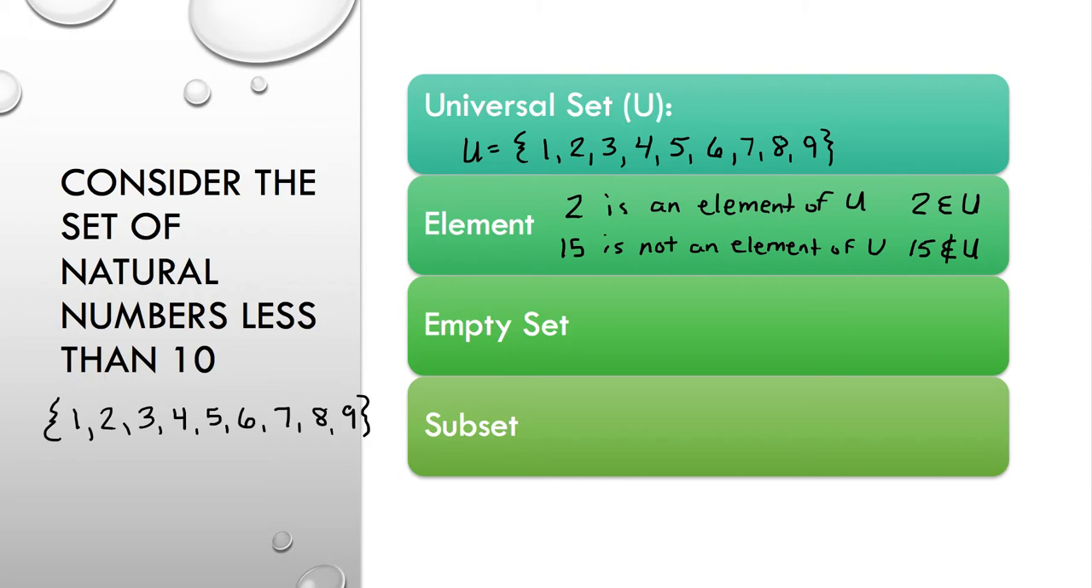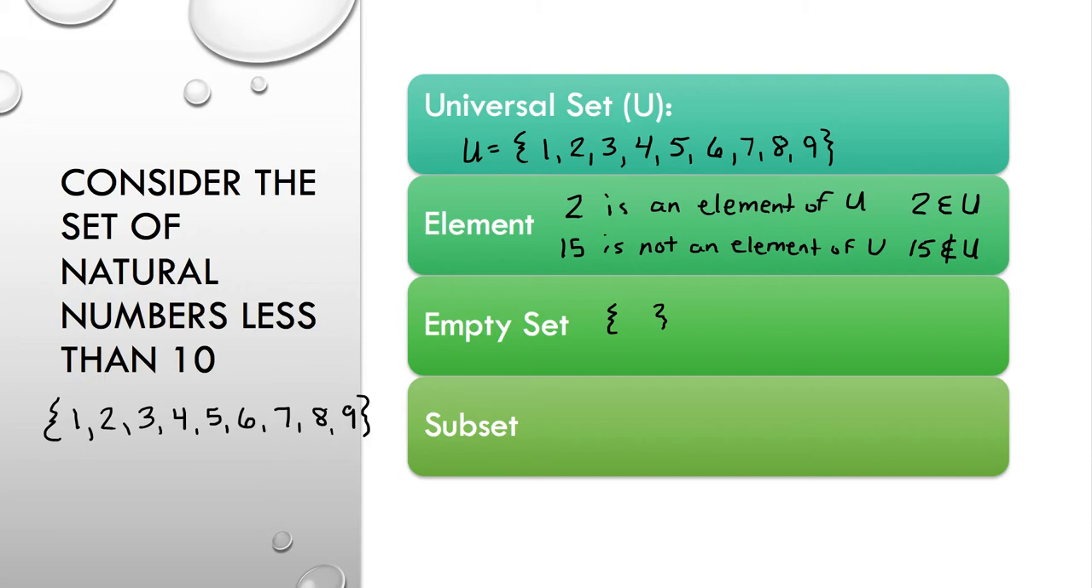Our next term is called the empty set. The empty set is pretty much exactly what it sounds like. It is a set that has nothing in it. And so you will do the set brackets and you'll leave a space to show that that set is empty.